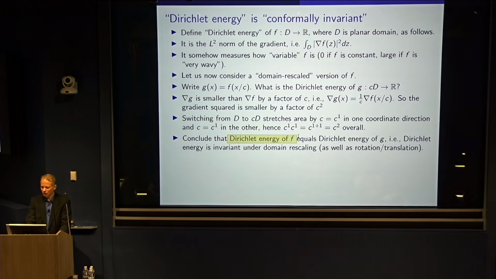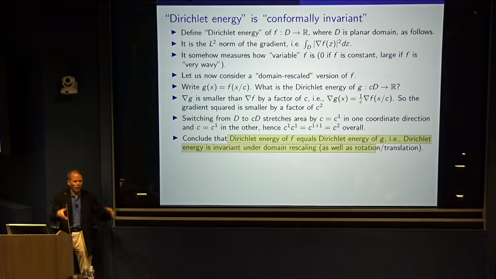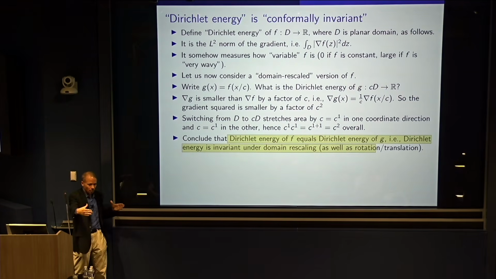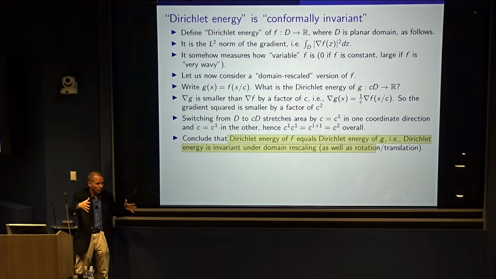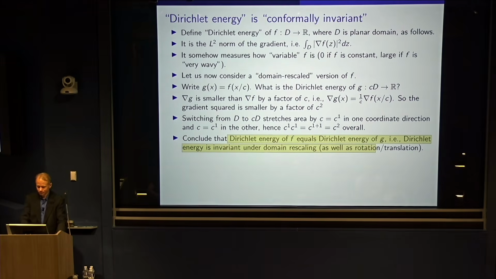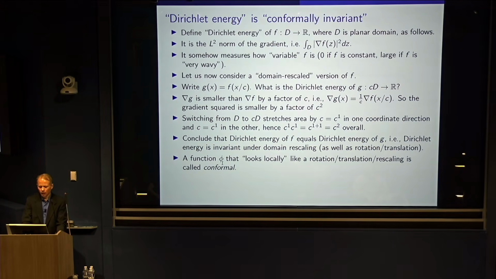The Dirichlet energy of f equals the Dirichlet energy of g. In other words, the Dirichlet energy is invariant under rescaling of the domain. So if I ask you how wavy is a surface by this measure, and then I stretch out the domain, the new stretched out surface is assigned the same amount of waviness. It's considered to be the same amount wavy as the original one. That's an interesting fact, and that would not be true in any other dimension than 2. It's a very special effect that comes from this 1 plus 1 equals 2.